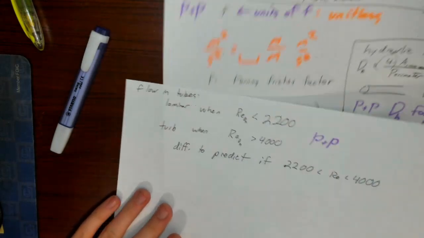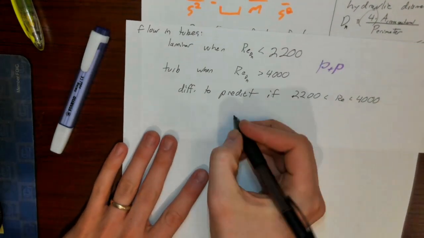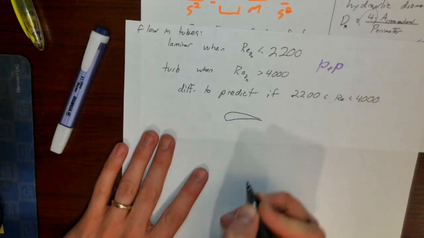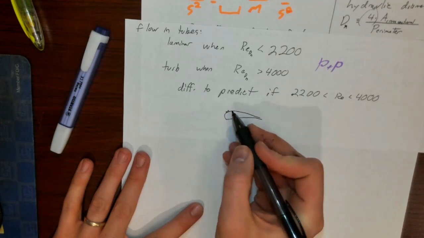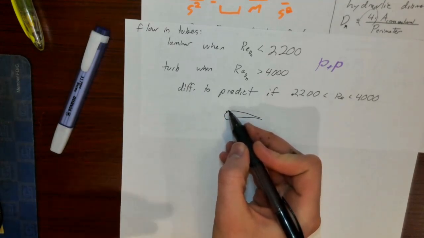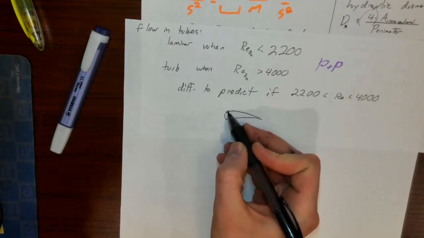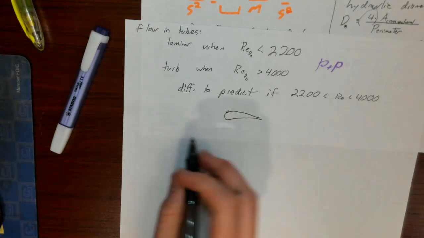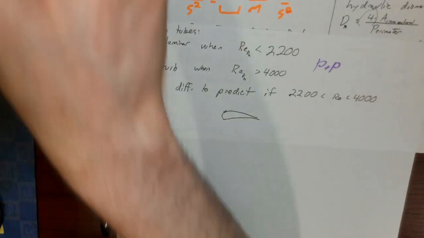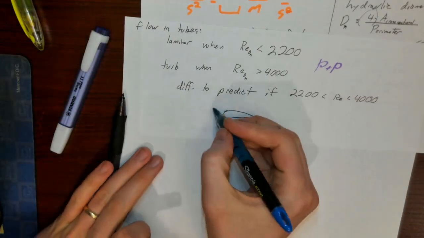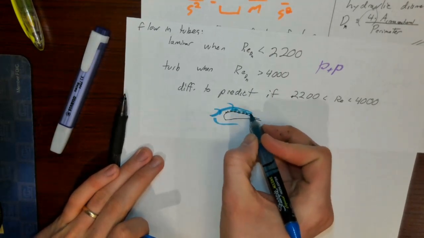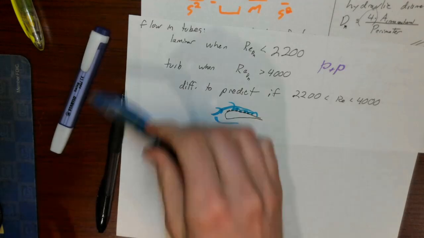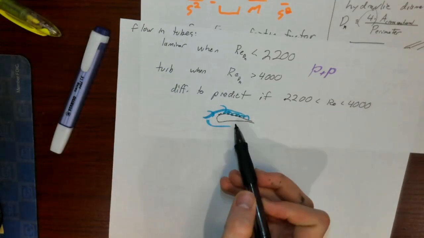If you've ever flown in airplanes, you might have noticed that, if this is the cross section of an airplane wing, you'll notice these little nubs at the leading edge of an airplane wing right here. It turns out that is basically to force the flow over the airplane wing to be turbulent. You might be like, hey, wait, why would I want to force the flow to be turbulent?